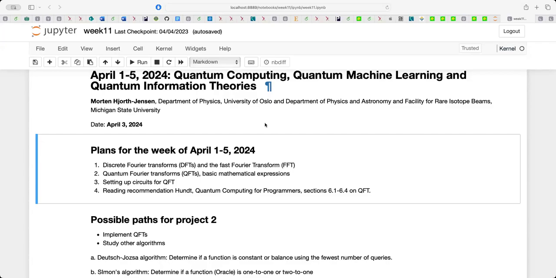Welcome back, everybody. The topic this week, since we are going to look at different types of algorithms, is to remind ourselves quickly about what we did before the Easter break, where we discussed Fourier transforms and also discrete Fourier transforms. We started to scratch the surface of that. The discrete Fourier transforms are actually mathematically a very interesting tool.